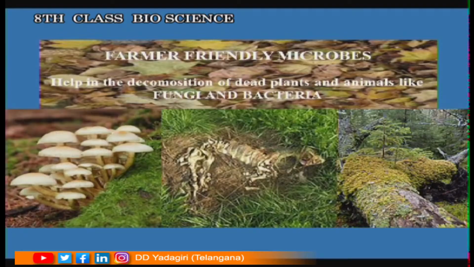So, there are different types of microorganisms which help the farmers also, and so they are called farmer friendly microbes. They help in the decomposition of dead plants and animals, like fungi and bacteria. You can see in the picture different types of fungus. These bacteria and fungus help in the decomposition of dead plants and animals. In turn, they are increasing the soil fertility because they are decaying the plants and animals, and so the chemicals from the bodies are added into the soil, increasing the fertility of the soil.